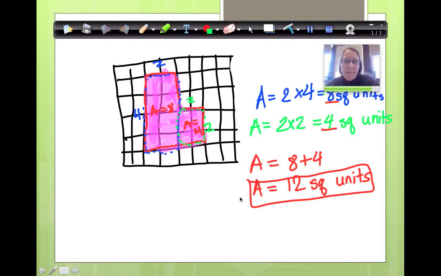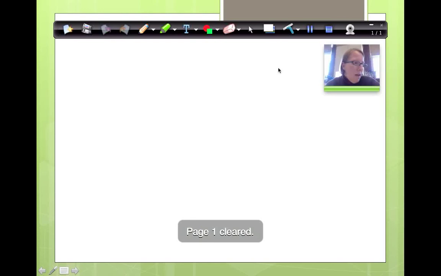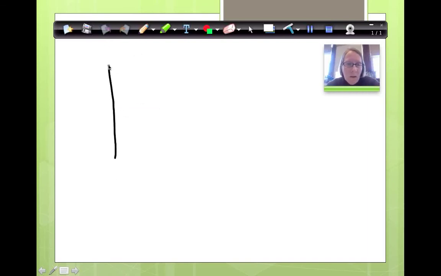Okay. Now, let's try something else. Let's try the same thing, only we're going to do it a different way. So, on another spot of your grid, you're going to make the same shape.